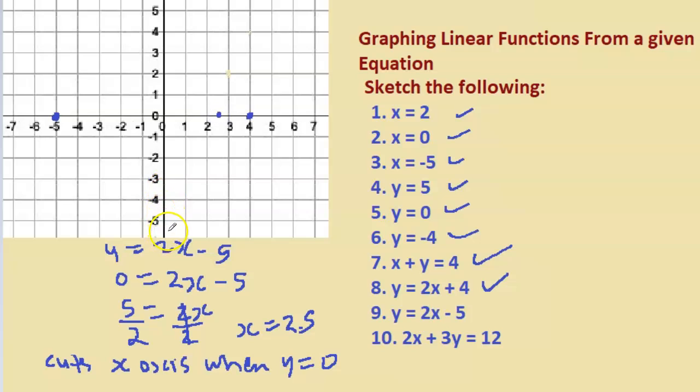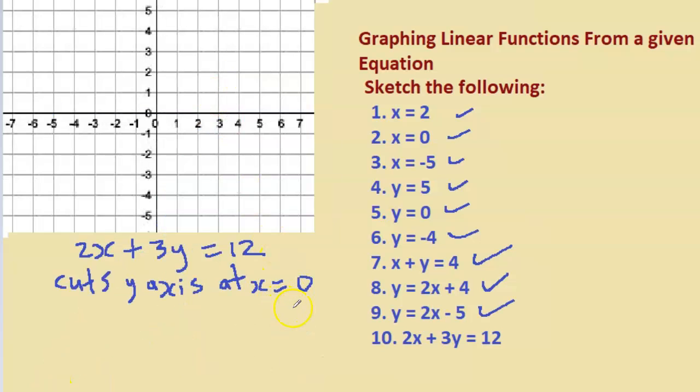And we'll find the graph cuts the y-axis where it was negative 5. What was it? Negative 5, right? Right here. So it cuts the y-axis at negative 5 and cuts the x-axis at 2.5. So the graph would resemble something like this. Okay. So this is a graph of y equal to 2x minus 5.